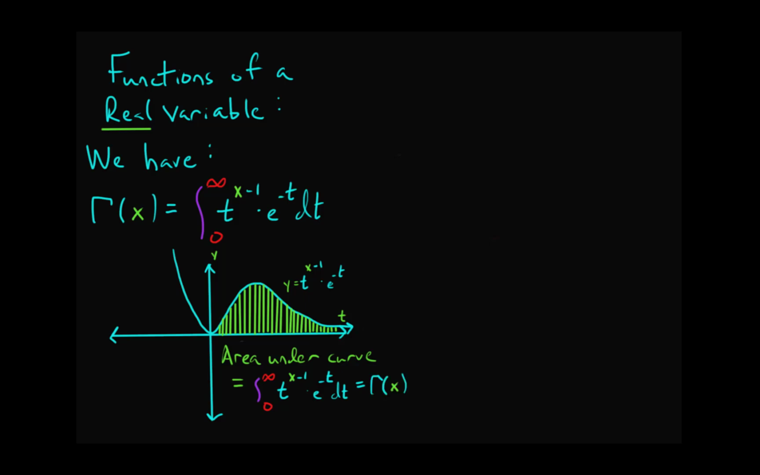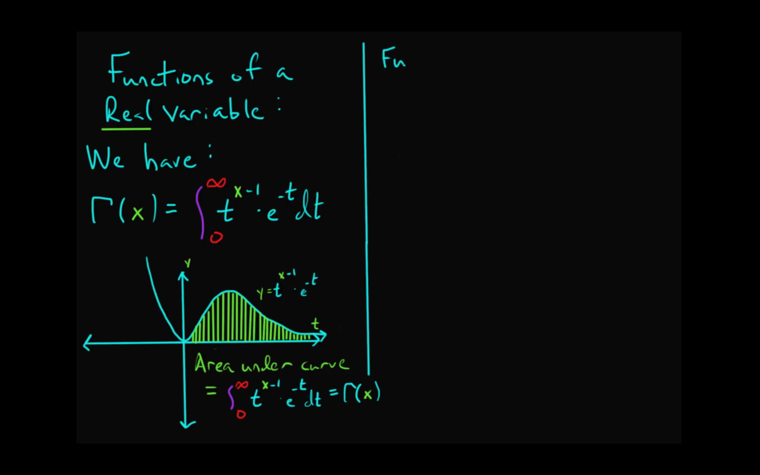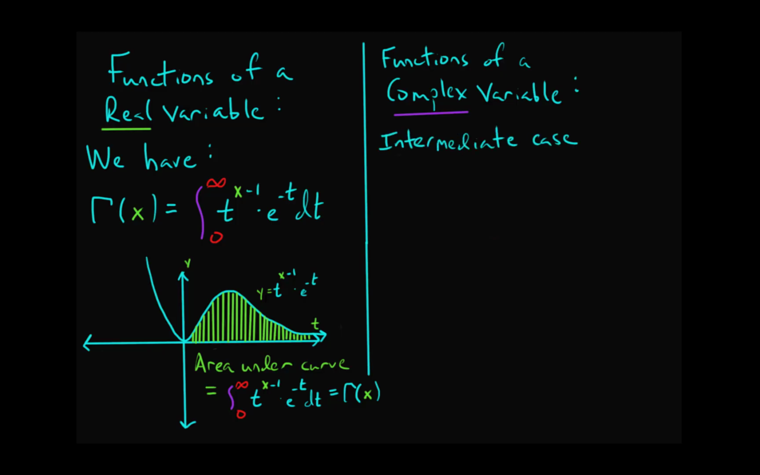Now we saw that we could get a valid definition for complex z whose real part is greater than 0 if we just plug in z in place of x. So we're still doing an integration along the real line, but this is sort of an intermediate case because we're doing an integration along the real line, but we're situating that real line within the complex plane. Here's what I mean. I'm going to draw the complex plane, but I'm going to label my real line t and my imaginary axis i times t.